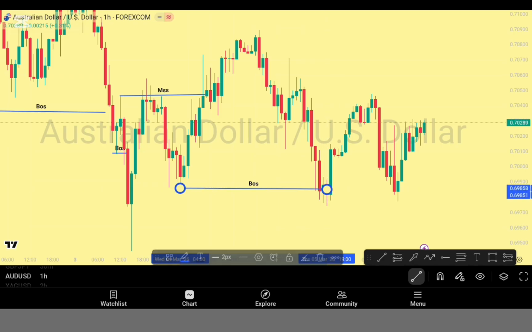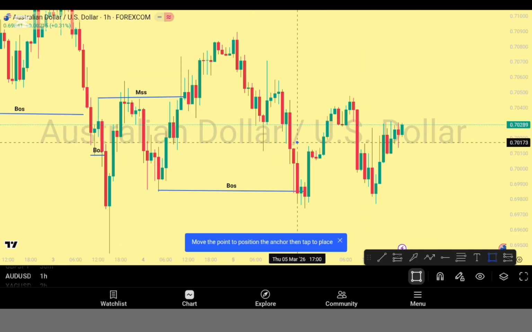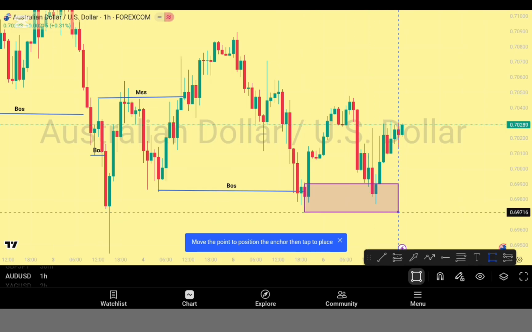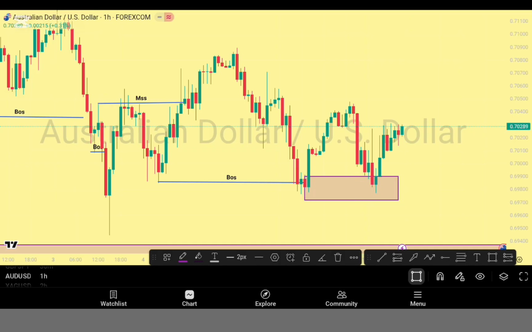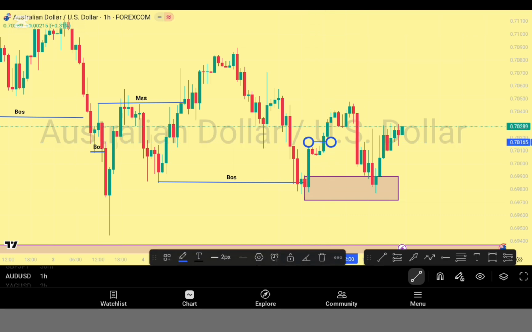After then, market came into the zone, this zone here. This is the other block. Market turned into that other block there, and we saw this internal break of structure.